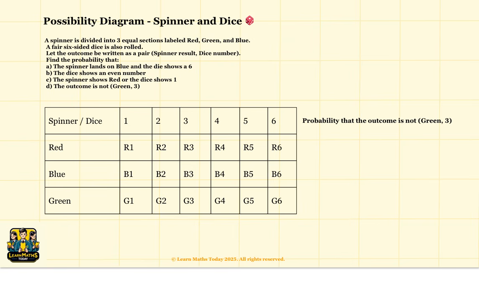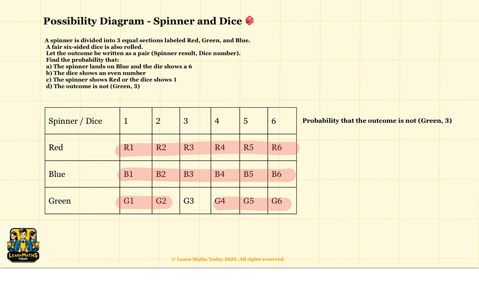Now the last part, we have to find the probability that it is not green 3. There are two ways to do this question. First, you can look at all the different possible outcomes and find every one that is not green 3. You realize that there are 17 of them. This is actually a bit more tedious.